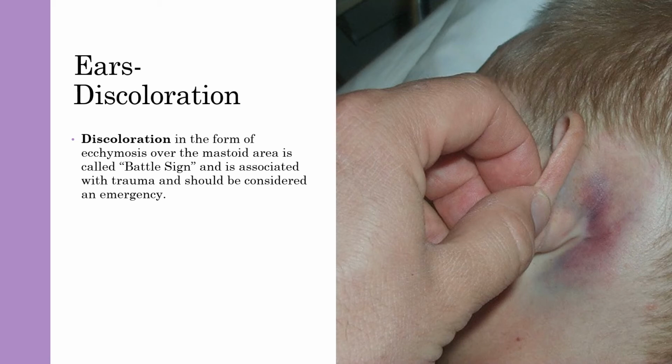With this same sign, you might see some bloody discharge that comes from this. But if you see anything that looks like this picture or has a Battle sign or bruising over that mastoid area, that is a sign of some kind of trauma, and it needs to be referred and considered an emergency.